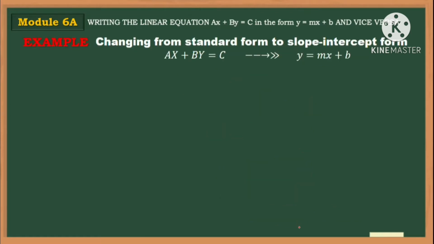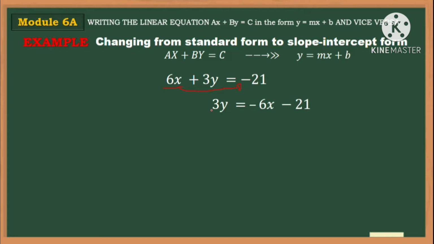So next example, same instruction. So we have here 6x plus 3y is equal to negative 21. So transpose this to this side. So 3y is equal to negative 6x minus 21. So therefore negative 21.